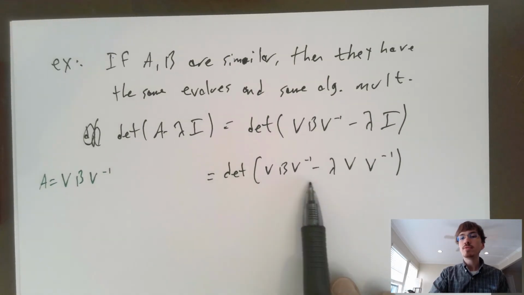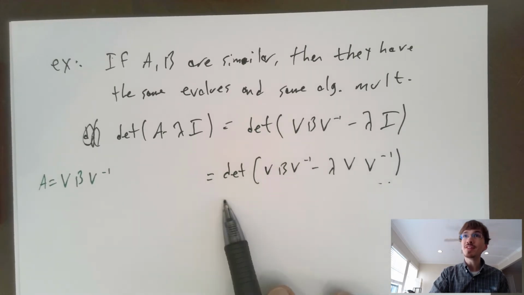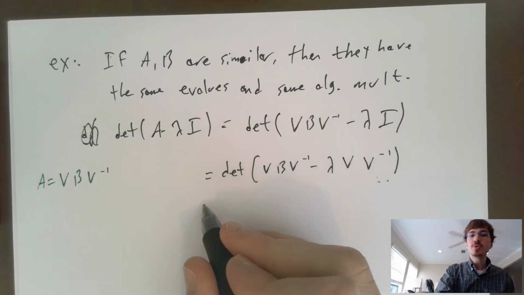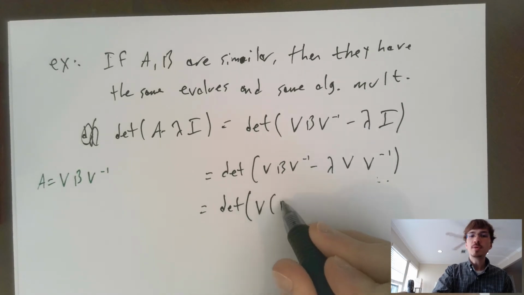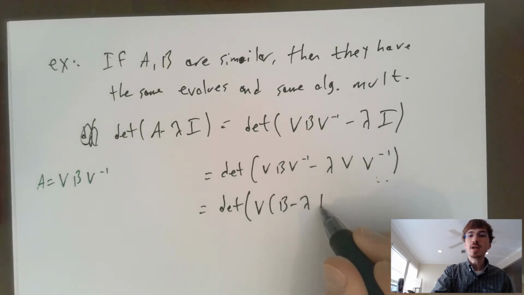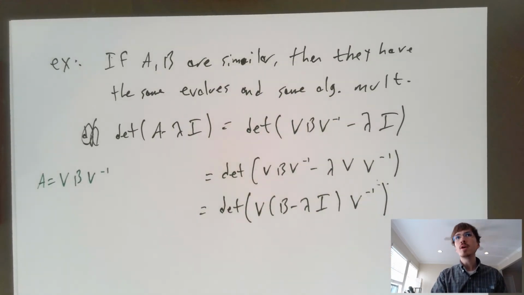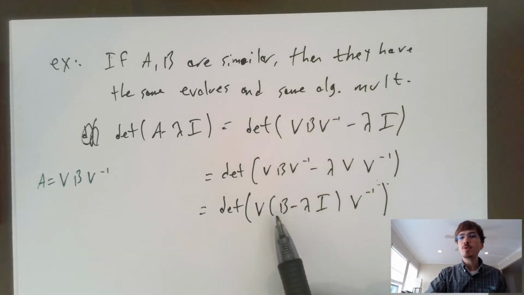And now, from this term here, we're going to factor V, which is common in both, on the left, and V inverse is common. We'll factor that on the right. So inside the determinant, we get that this is equal to the determinant of V times B minus lambda I times V inverse. And make sure you're okay with the fact that both of these are the same. If we redistribute V and V inverse on the left and right respectively, we'll get back to this step. Make sure that you see this.